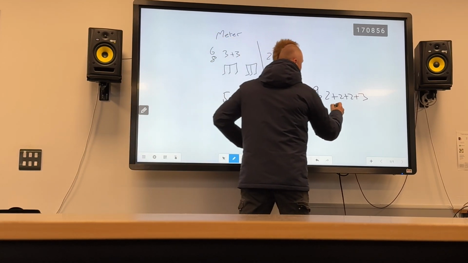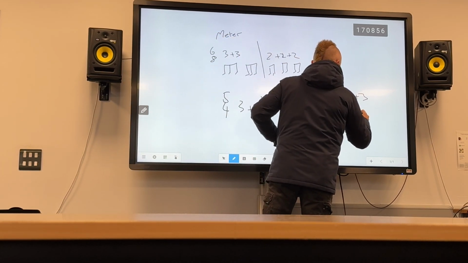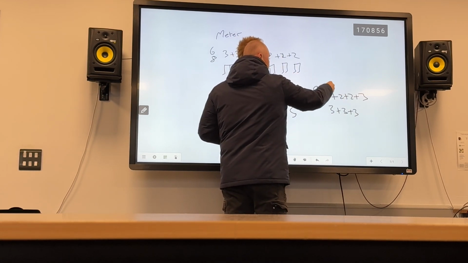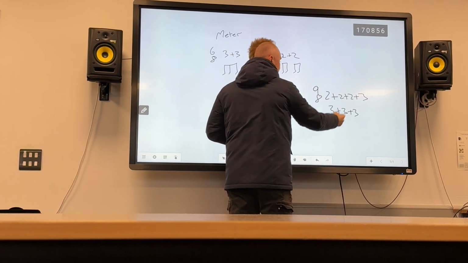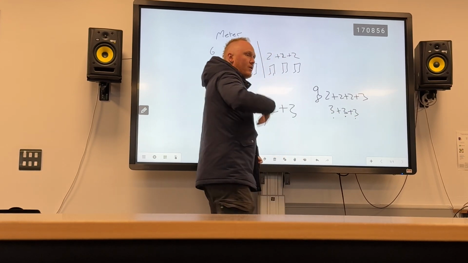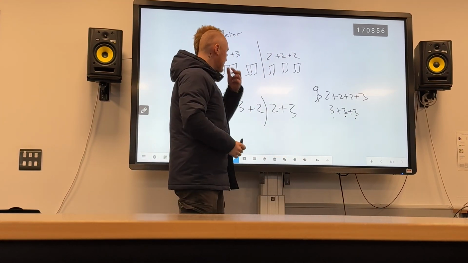And then the last time, the meter changes to 3 plus 3 plus 3. So it goes 1, 2, 3, 1, 2, 3, 1, 2, 3. So that in itself actually changes the meter.